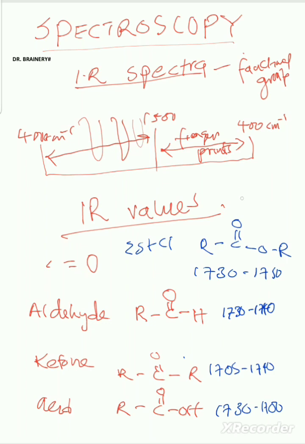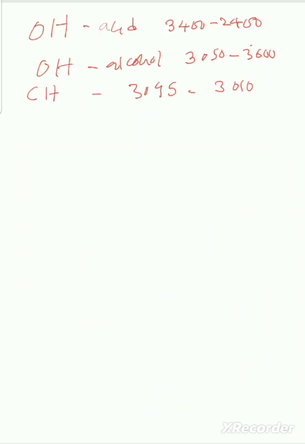It is near 1700 per centimeter. So near 1700 per centimeter, we are talking about IR values of carbonyl containing compounds. So let's look at OH, also the CH stretch. These are the IR values of OH.